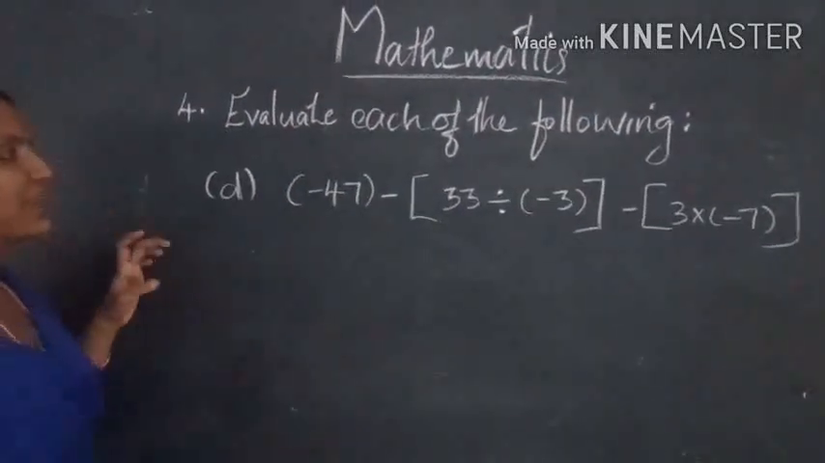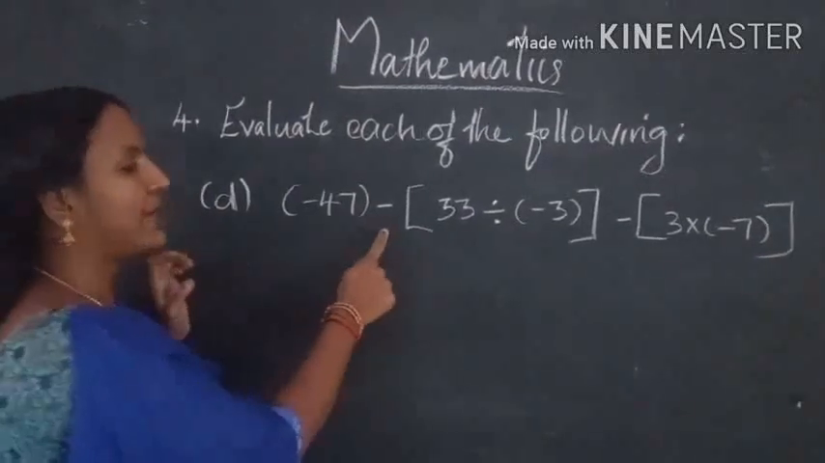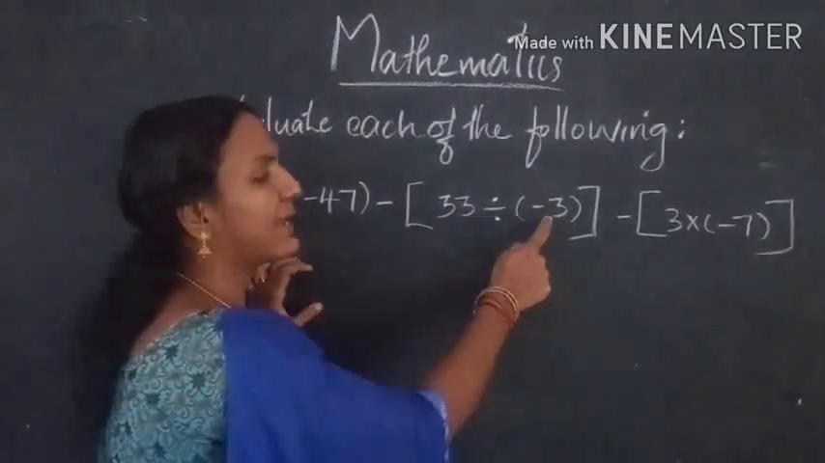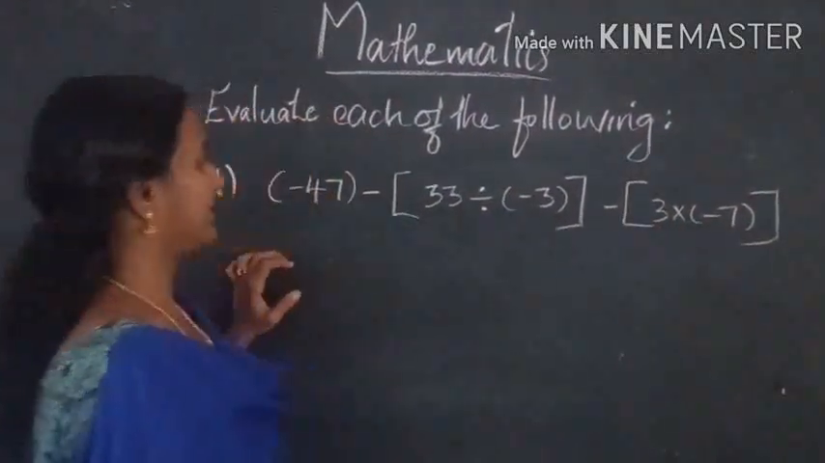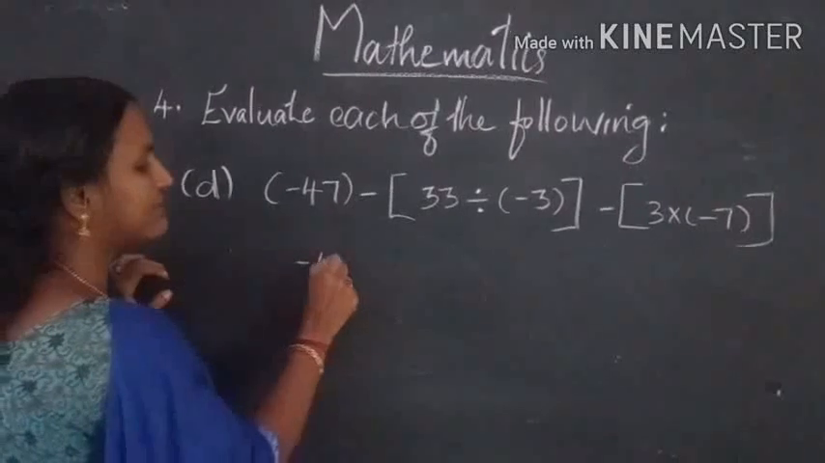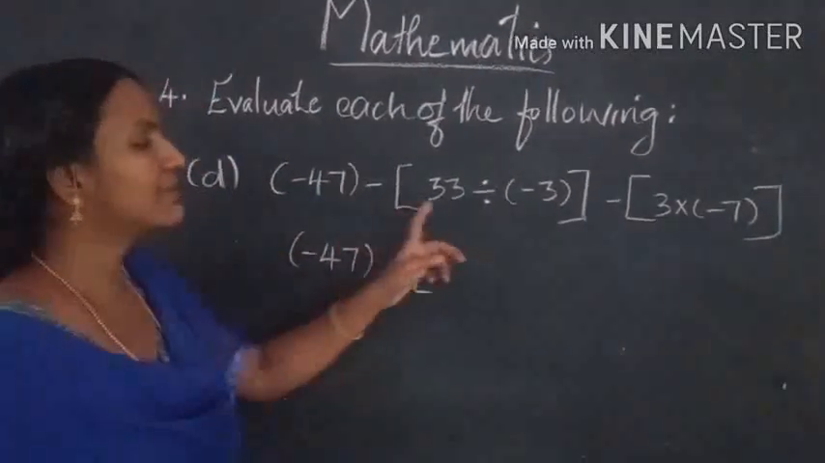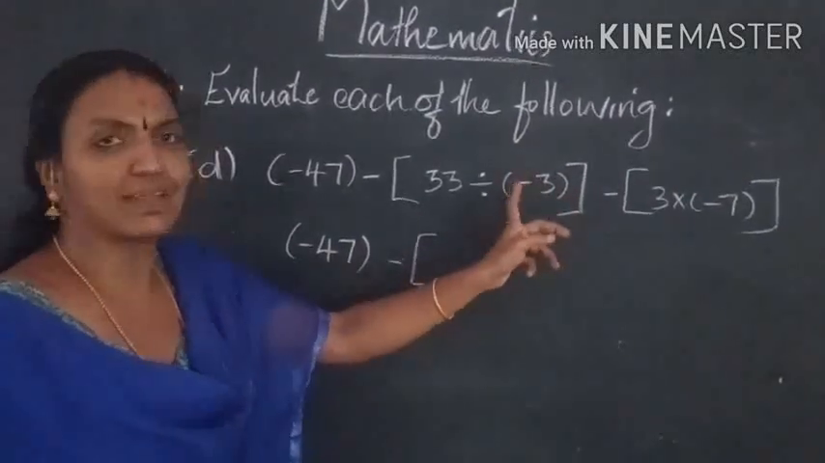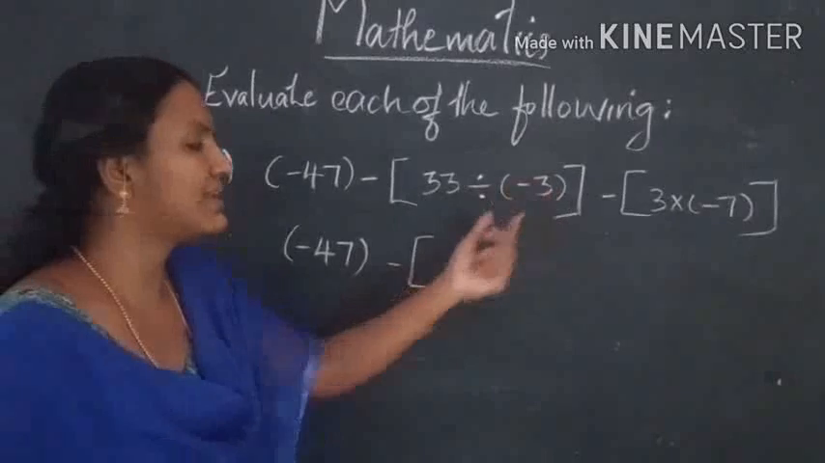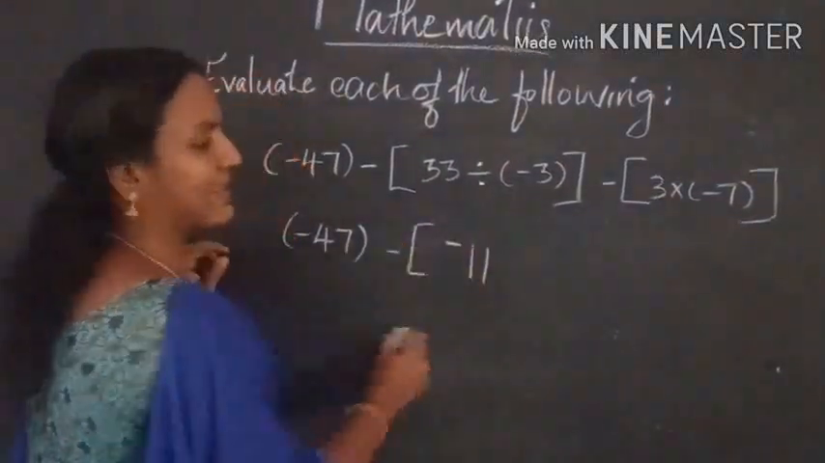Next question, evaluate each of the following. Minus 47, minus of 33 divided by minus 3, minus of 3 into minus 7. So you write minus 47 in one bracket. Minus of 33 divided by minus 3. Here only one negative symbol is there. Okay. So 33 divided by 3 is 11. So 33 divided by minus 3 is minus 11.